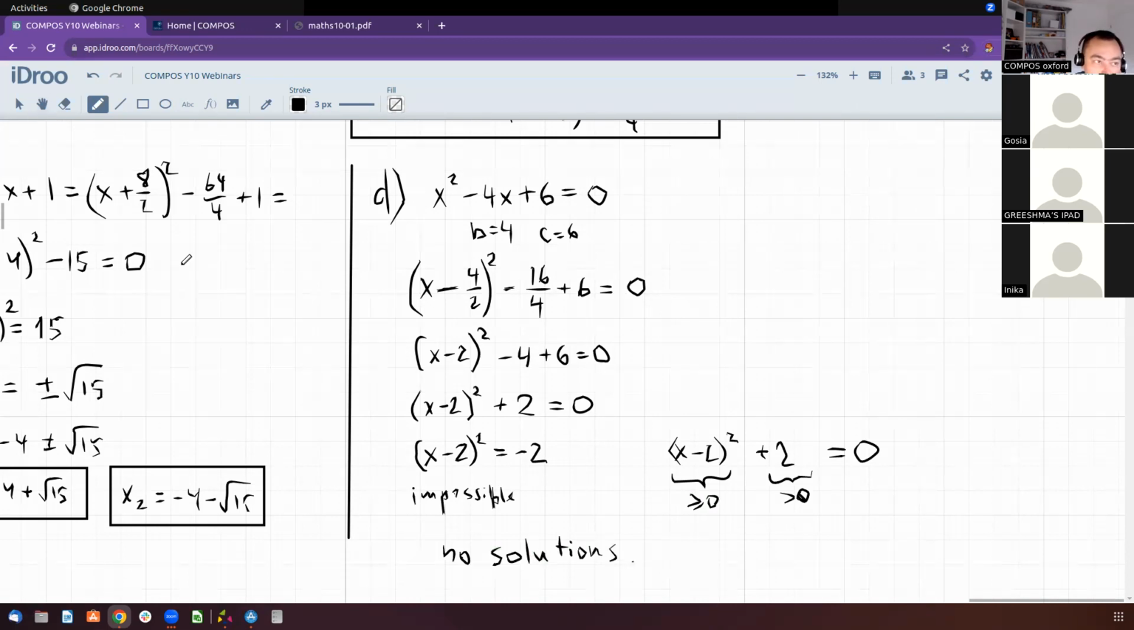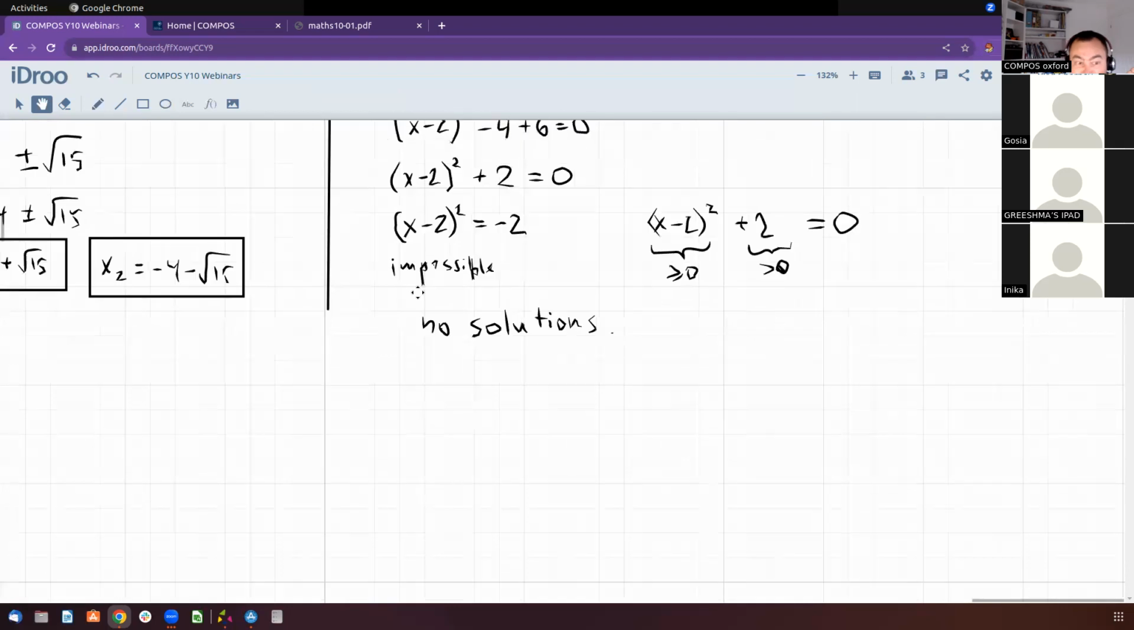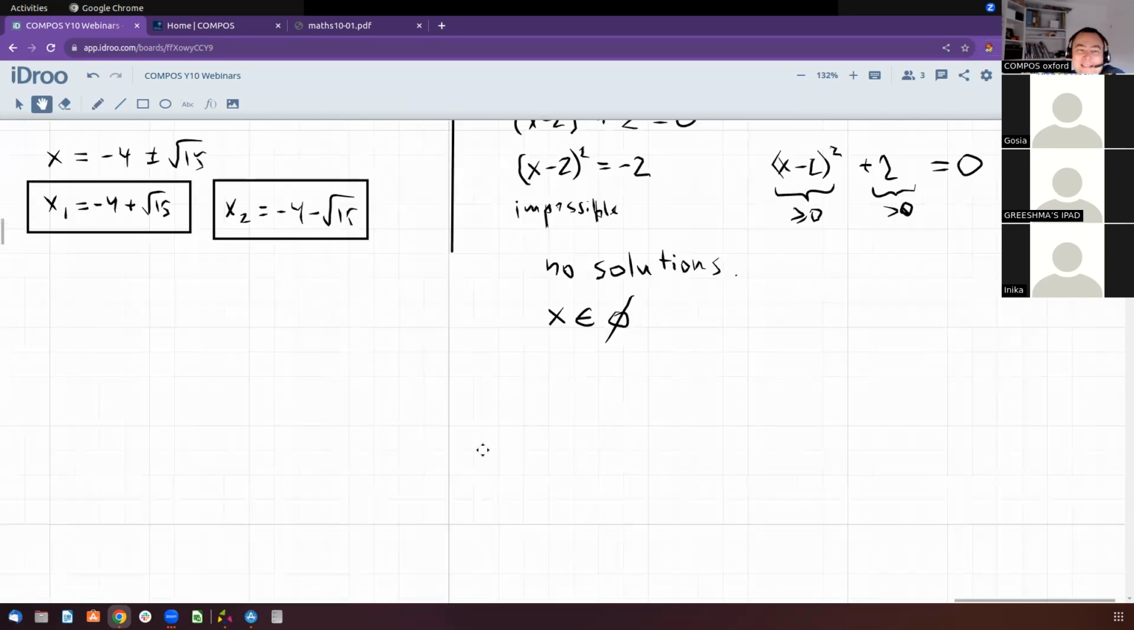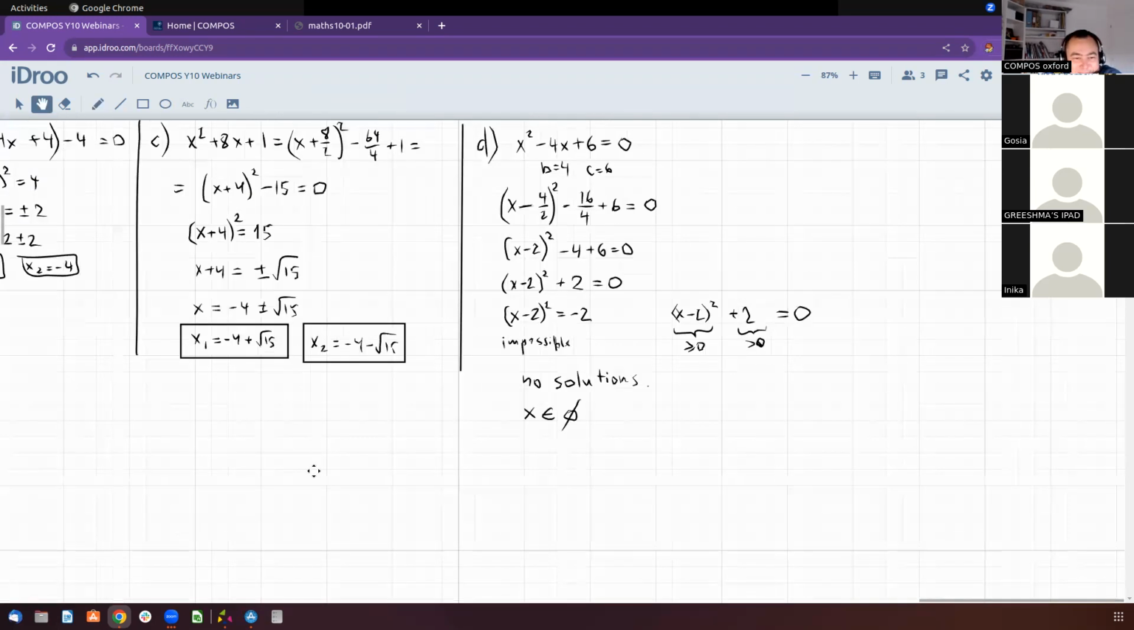You could write it in a fancy manner. You can say x belongs to an empty set. There are no solutions. Okay.